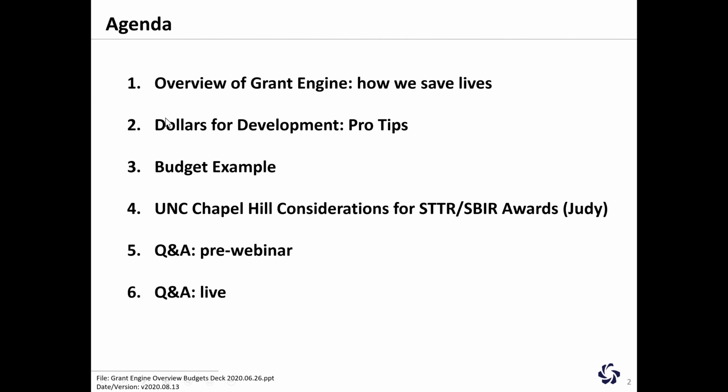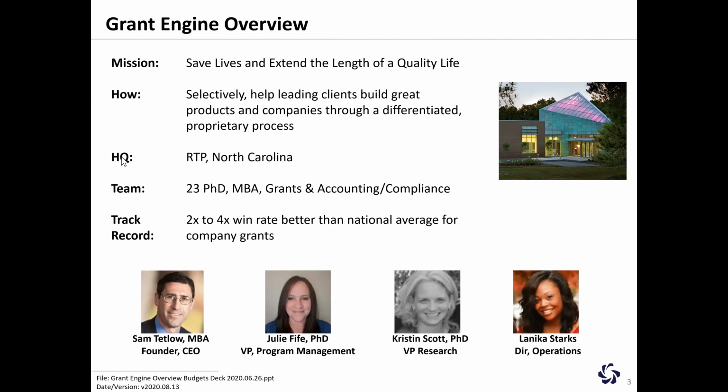So we're going to do a quick overview of Grant Engine, get into the meat of the webinar around pro tips of how to get dollars for your development, and walk through a budget example. Judy's going to walk us through considerations at Chapel Hill, and then we're going to do pre-asked questions and then any live questions. So if that sounds good to everybody, I'm going to dive in, and I'm going to go pretty quick. So if you have questions in the chat, holler away.